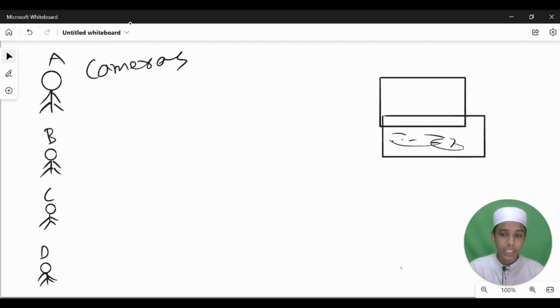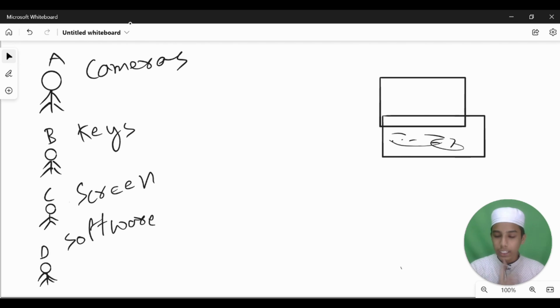And this person B is going to create here the keys. And the C person is going to build here the software, and we have other things to do in the laptop, right? So guys, it's going to create here this screen. And then guys, what this D does is, it's going to build here the software.